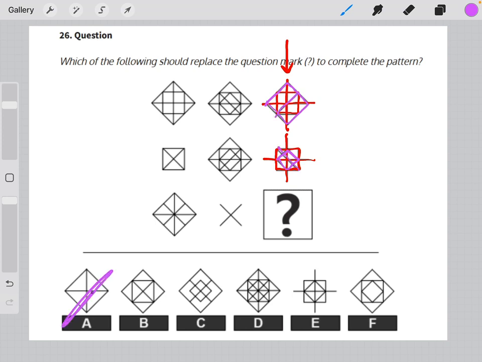So not A, not D, not F, not E. B and C both fit the bill, except B has this square on the inside instead of a diamond on the inside. So C is our correct answer.